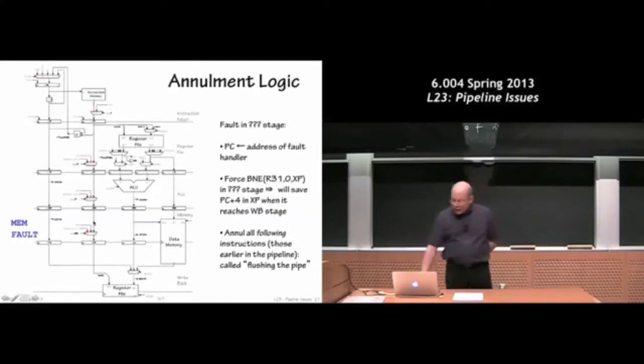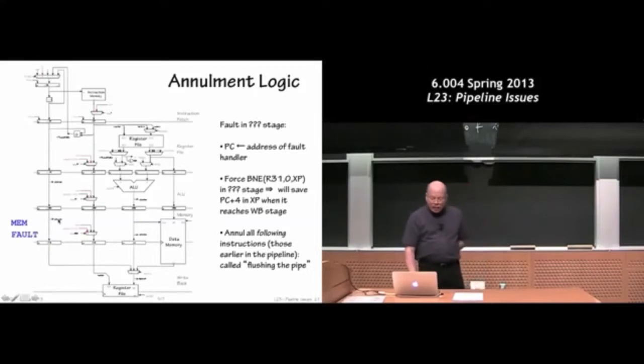So once we have the address, we go check the page map. It's not resident, so we want to take a page fault. We really can't execute this instruction, whatever it was, the load or the store. So what we need to do is stop execution. We need to rewrite the instruction where the fault was discovered into one of these magic BNEs, please capture PC plus 4 for me, into the XP register.